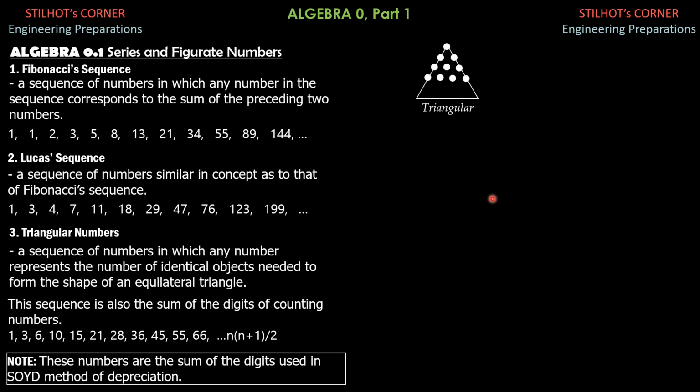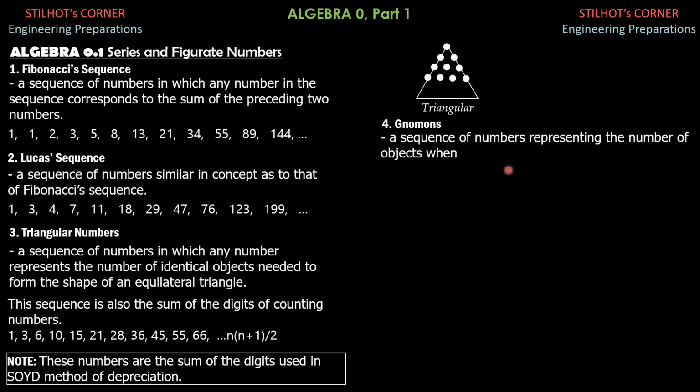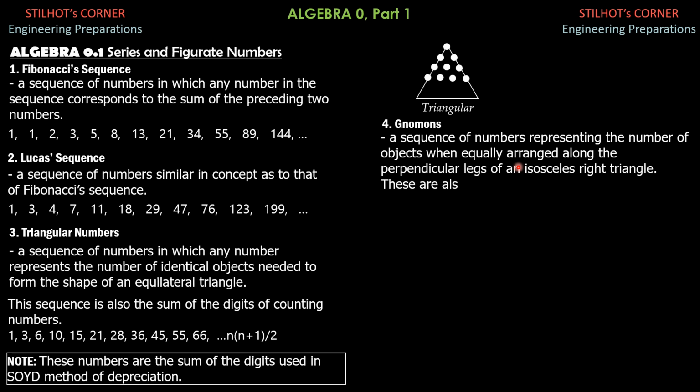So this is a sequence of numbers representing the number of identical objects when equally arranged along perpendicular legs of an isosceles right triangle. These are also odd numbers. So if we describe odd numbers by a formula, of course, it is in general 2n minus 1, and n is from 1 to any value. So that's the definition of gnomons, and the illustration would be as shown.